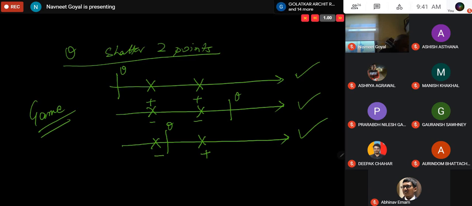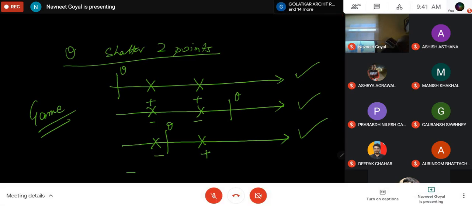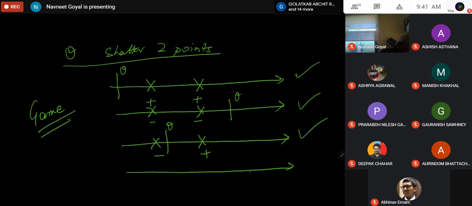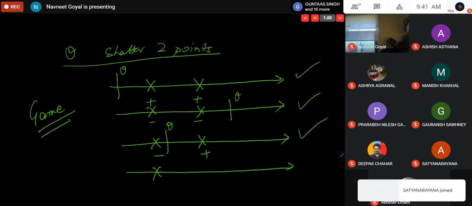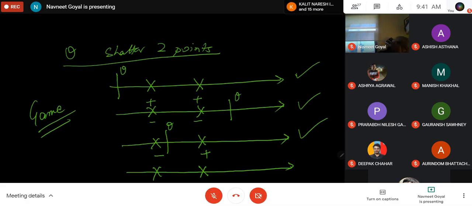But I have something up my sleeve. Now I mark this as negative and this as positive. Now find a theta.